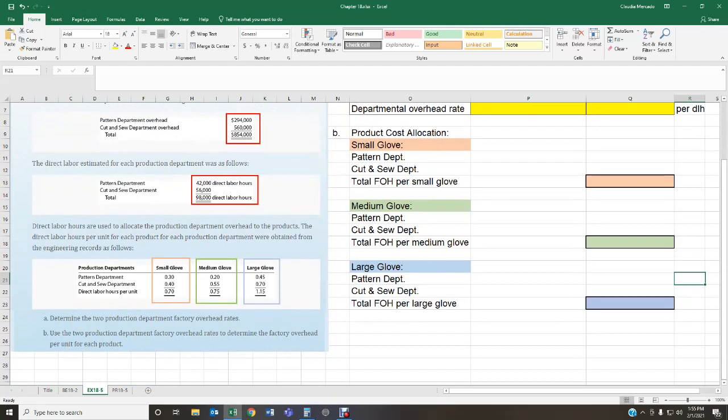We are being asked to determine the 2 production department factory overhead rates. Then we have to use the 2 production department factory overhead rates to determine the factory overhead per unit for each product. So let's first tackle letter A: determine the 2 production department factory overhead rates.